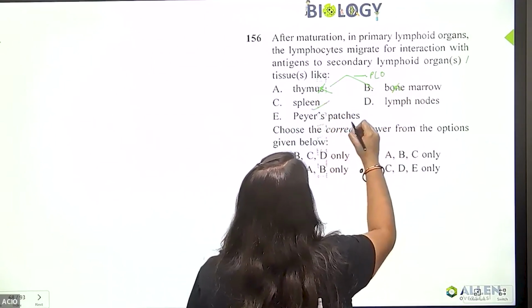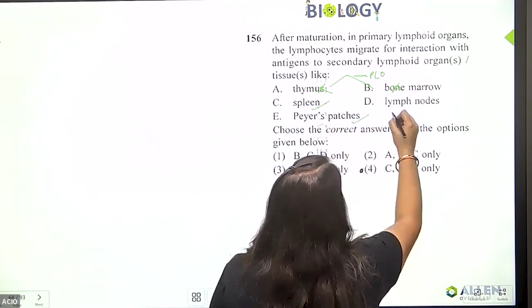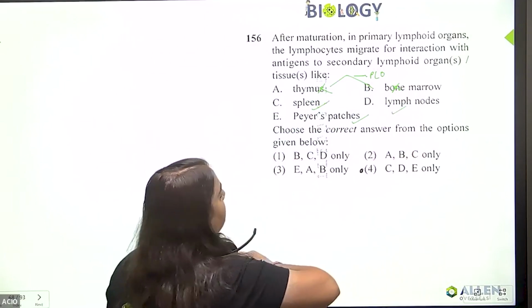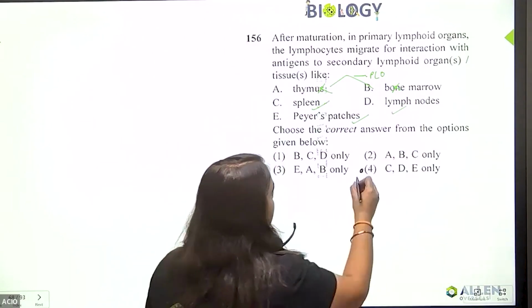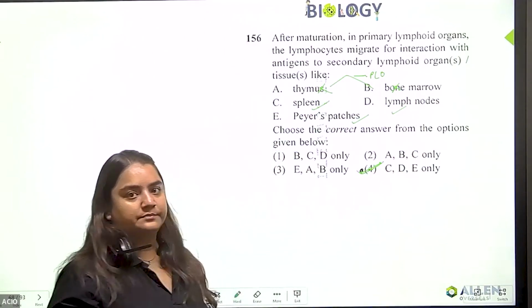Spleen is a secondary lymphoid organ. Peyer's patches is a secondary lymphoid organ. Lymph node is also a secondary lymphoid organ. So C, D, and E. Answer is the fourth one.